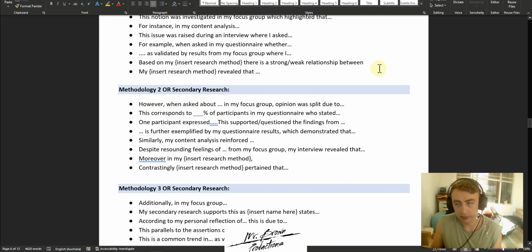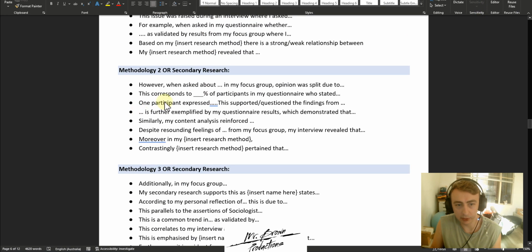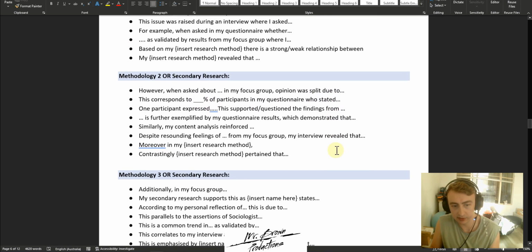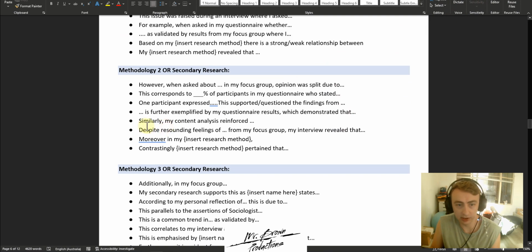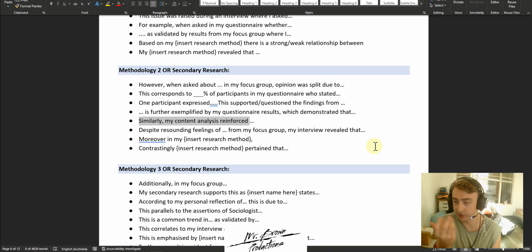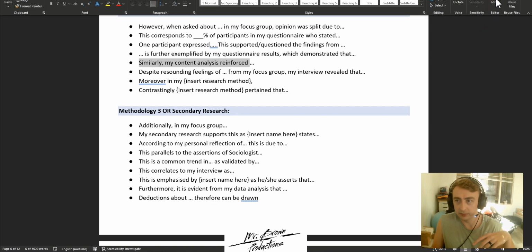When asked about, so you might link that with one of these, say this corresponds to 53% of participants in my questionnaire who stated this. Then you might go, similarly, my content analysis reinforced, and you might show a picture of Aladdin, where Jasmine is sort of trying to striptease Jafar to distract him, so using her body and being objectified by a man. And you might talk about that for a bit, okay?